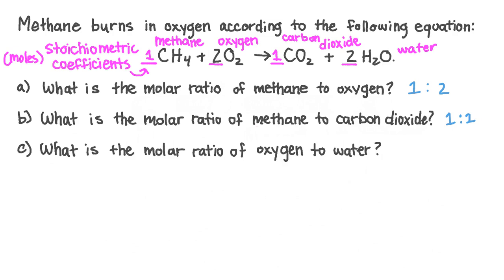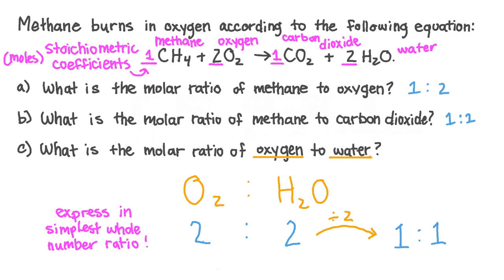What is the molar ratio of oxygen to water? Now we need the ratio of O2 to H2O. The stoichiometric coefficients in front of both oxygen and water are 2, so we get a ratio of 2 to 2. But you'll notice that we can simplify this ratio by dividing it by 2, which would give us a ratio of 1 to 1, which is the correct molar ratio, as we should always express these molar ratios in the simplest whole numbers that we can. So the molar ratio of oxygen to water is 1 to 1.